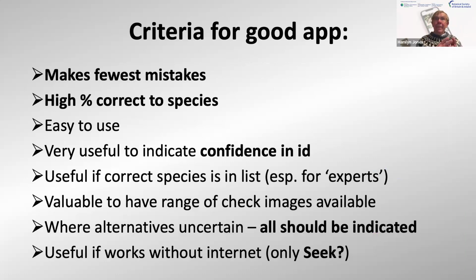So, criteria. For me, the app that makes the fewest mistakes, that's the most important character. Then a high percentage correct to the species. They need to be easy to use. I also think it's really important to indicate in some way how confident it is in the ID. Google Lens doesn't do this, and Picture This doesn't do this, and several of the others don't.